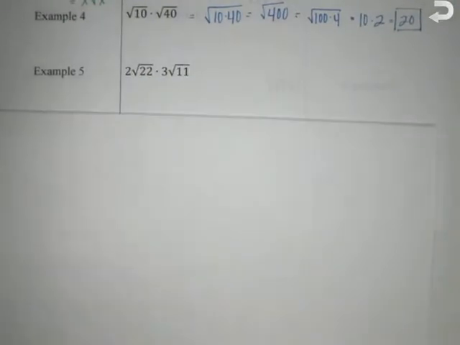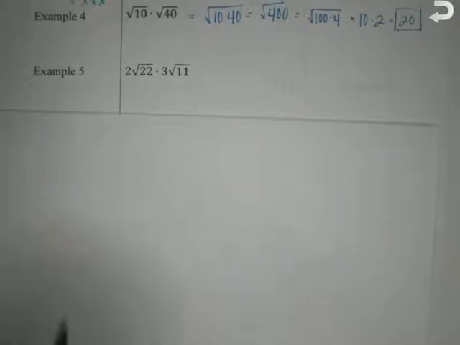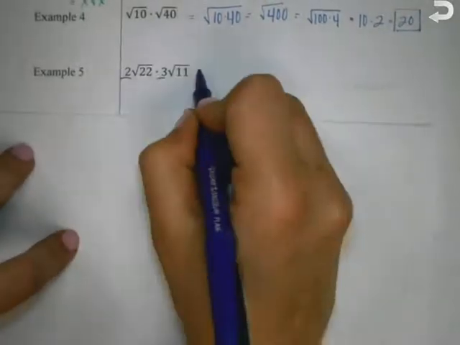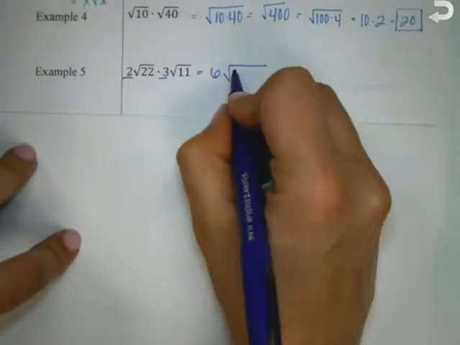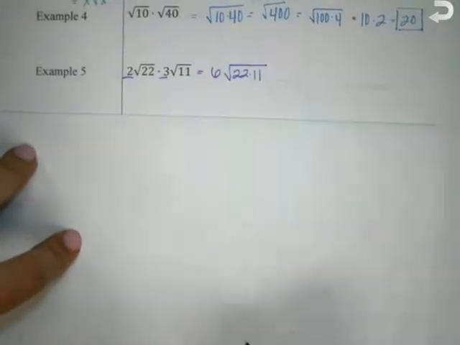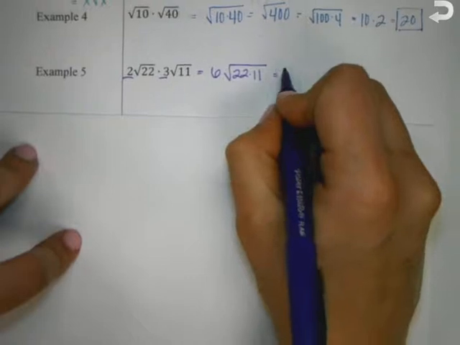2 square root 22 times 3 square root 11. First I need to multiply the two outside numbers. 2 times 3 gives me 6. Square root of 22 times 11, which is 6 square root 242.